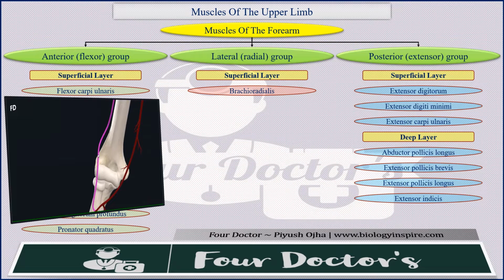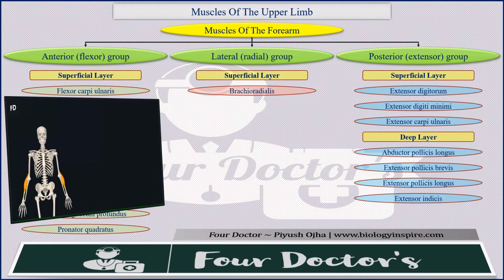These two arteries, that is the radial recurrent and the radial collateral arteries, form an anastomosis around the elbow joint, as you can see. So this was a tutorial on the brachioradialis muscle.